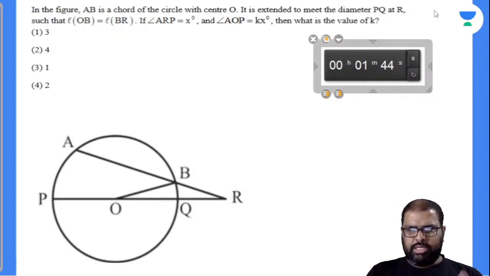This question was asked in the CAT examination before 2010, when it was paper and pencil. In the figure, AB is a chord of a circle with center O. It is extended to meet the diameter PQ at R such that OB is equal to BR. Angle ARP is given as X degrees, and angle AOP is given as KX degrees. What is the value of K is the question asked.